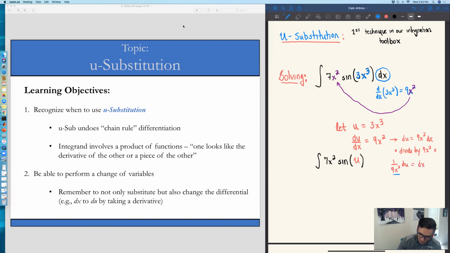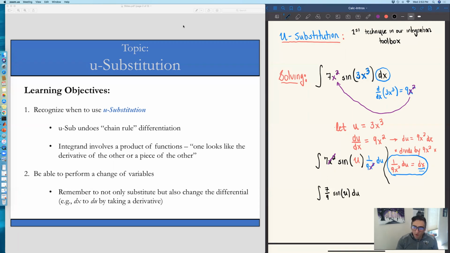And this, calculus friends, is a relationship that we get to put into that integral, because now we know what dx is in terms of du. So let's substitute that in. We have that this is equal to 1 over 9x squared times du, sitting on top of the rest of the integral. And what we see is those x squareds will cancel out. The integral that we actually get to solve is now 7 over 9 times sine of u du.